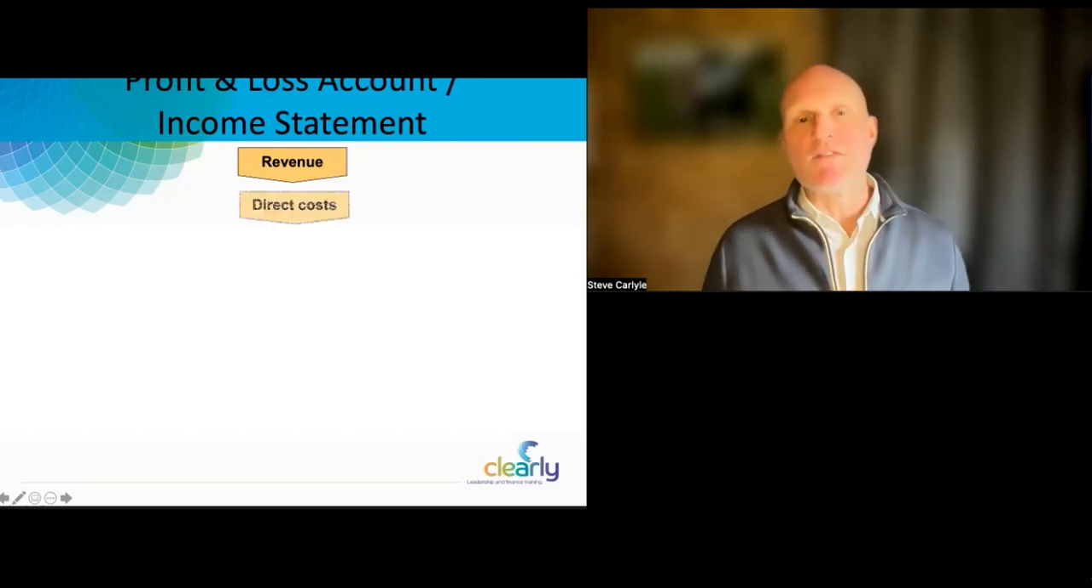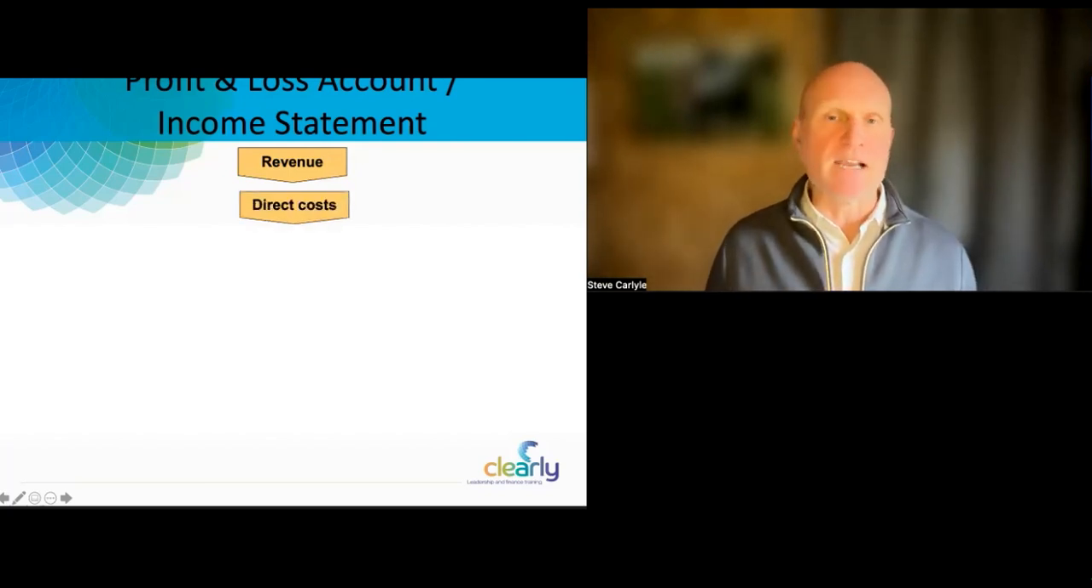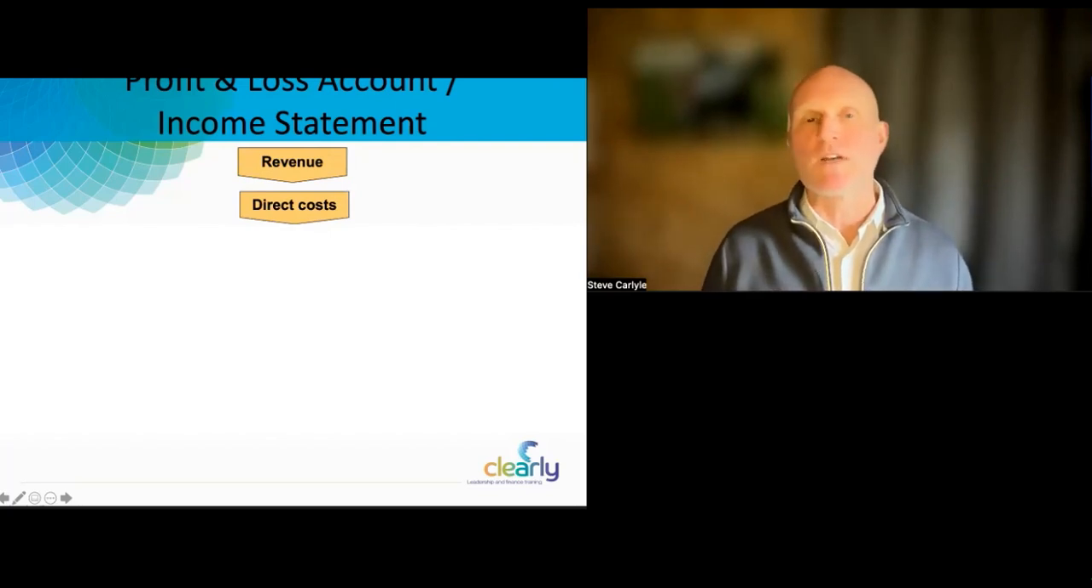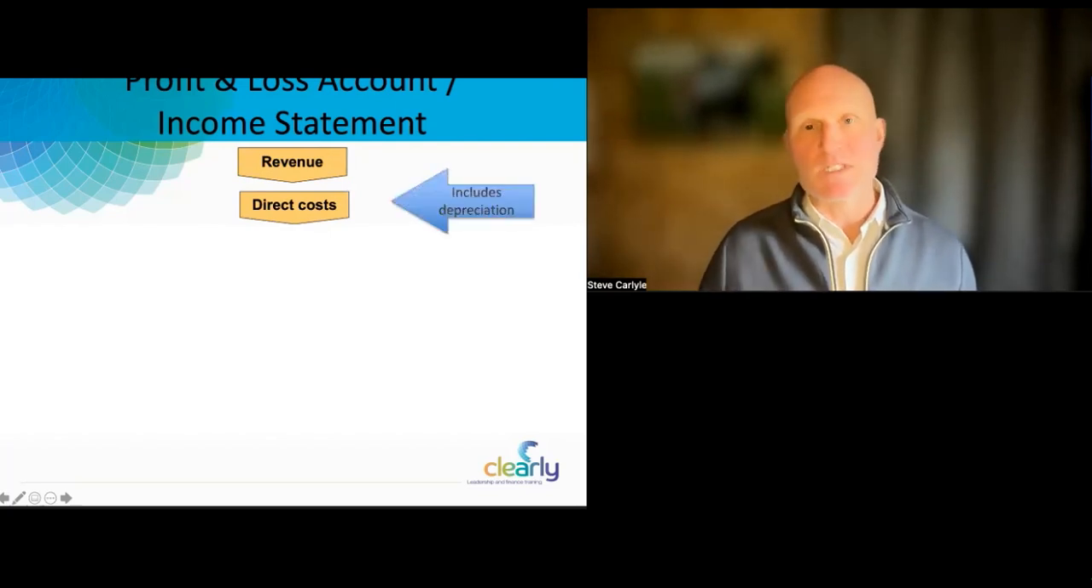So you've got the revenue at the top, then you've got the direct costs, or as they're also known, cost of sales. You can use either of those phrases. And remember, as we said before, you get depreciation in the direct costs if you're using a fixed asset to create those direct costs of sales.